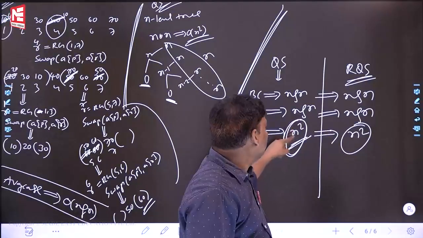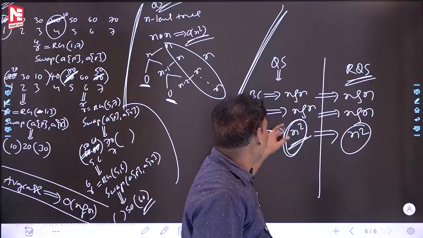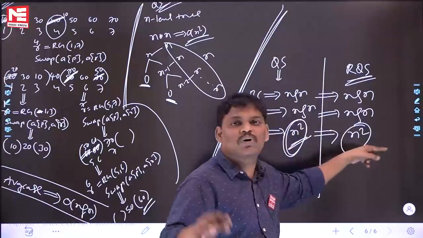Randomized quicksort is almost close to 100% efficiency, but maybe you can say here 97%, right? Here worst case may not happen. Here 99% worst case may not happen.